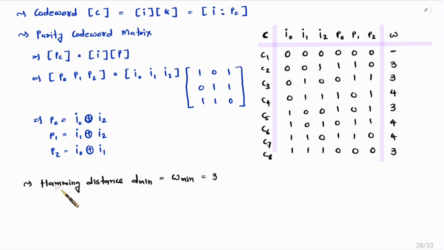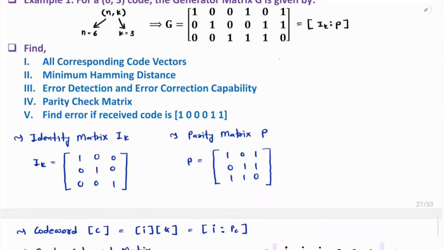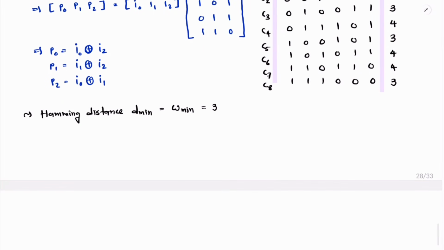Now, based on Hamming distance, we need to understand error detection and error correction capability. Let me explain that. If you want to understand error detection, then error detection will be lower than or equal to d minimum minus 1. Here d minimum is 3. So one can say error detection will be 3 minus 1, that is 2. So with this code, one can have 2 bits error detection.